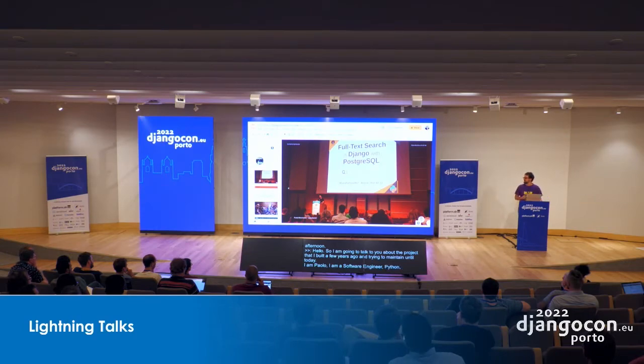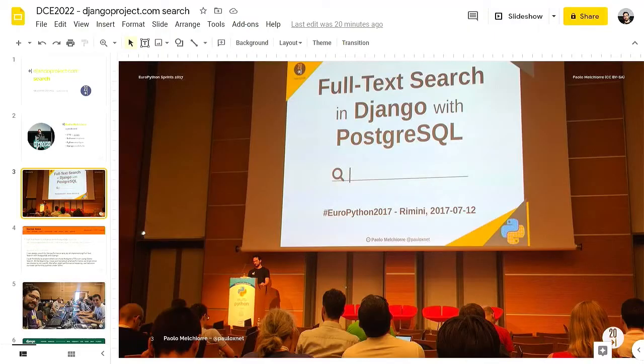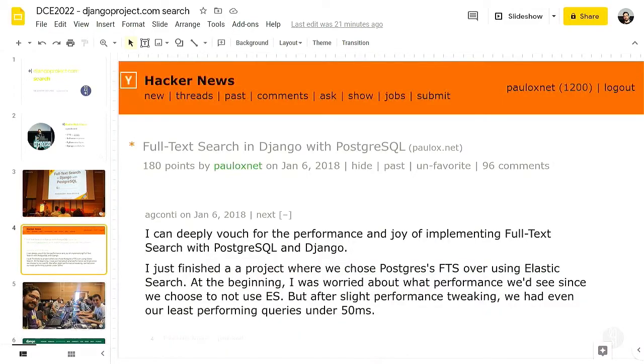This is a photo of me at EuroPython 2017 in Rimini. I gave my first talk about full text search. It was new in Django 1.10, and I found it very easily in the Django documentation, and I tried to learn more about this subject because it was very interesting for me. After I presented this talk at various conferences, I wrote an article about it, and I received a lot of interesting feedback.